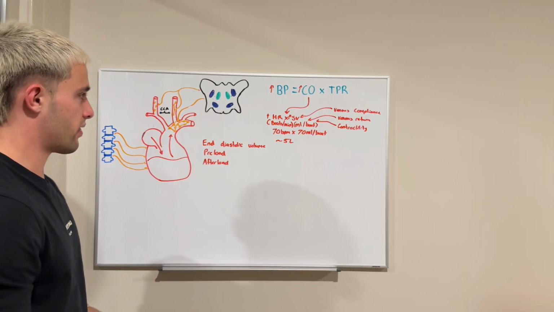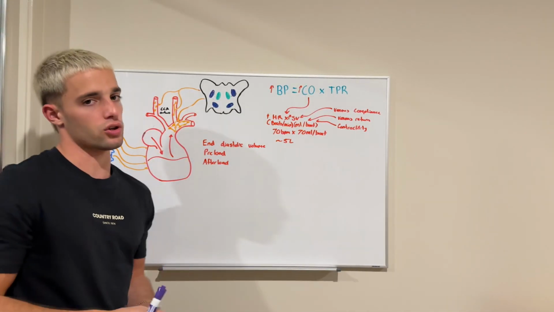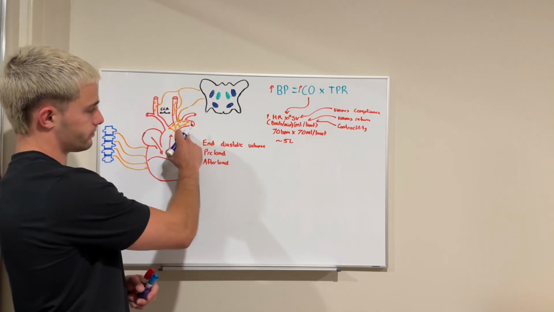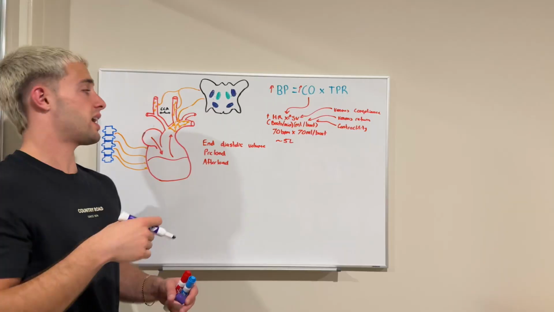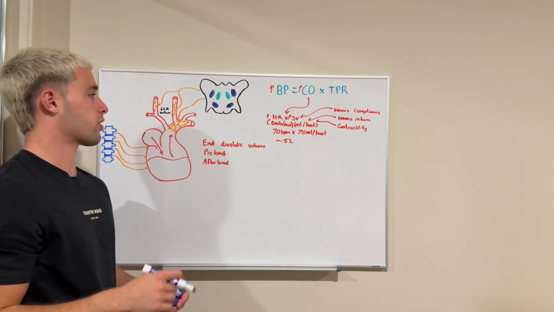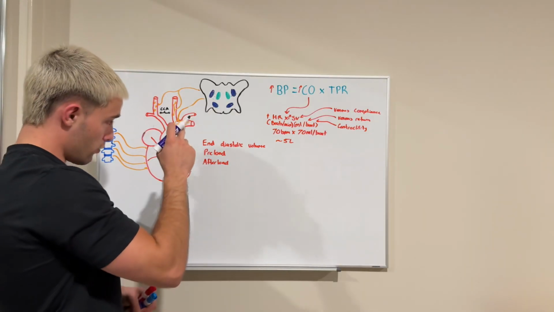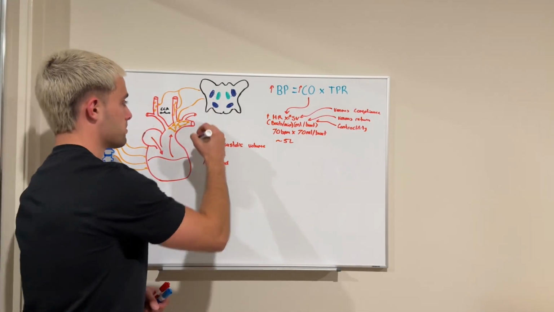Now let's talk about the mechanisms that the body uses to bring it back to homeostasis. So first of all, we have these receptors in our aortic arch and our carotid sinuses. Now these receptors are called baroreceptors.